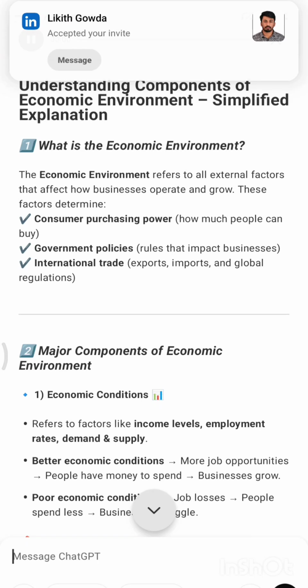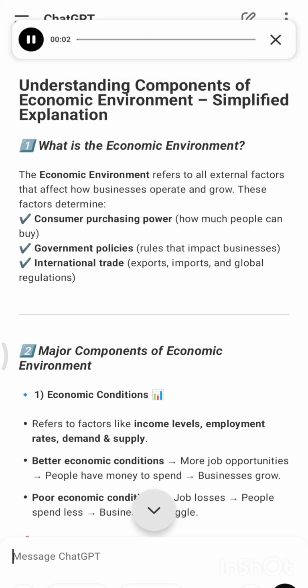Understanding components of economic environment, simplified explanation. What is the economic environment? The economic environment refers to all external factors that affect how businesses operate and grow. These factors determine consumer purchasing power, how much people can buy; government policies, rules that impact businesses; international trade, exports, imports, and global regulations. 2 major components of economic environment.